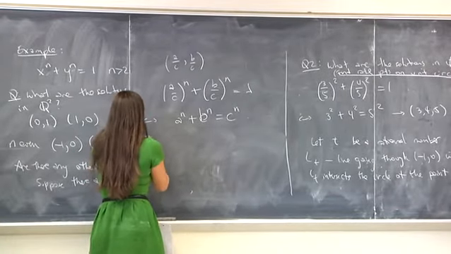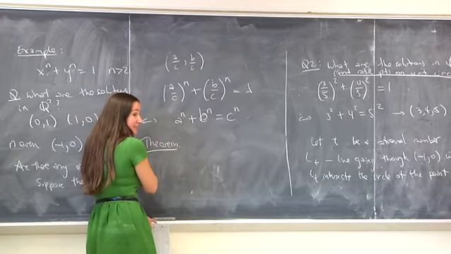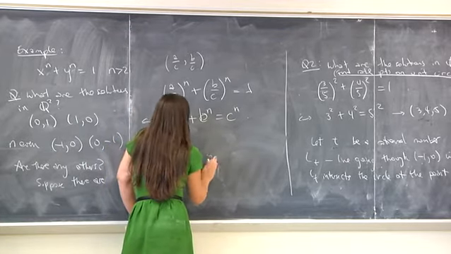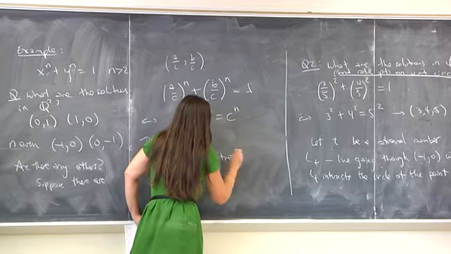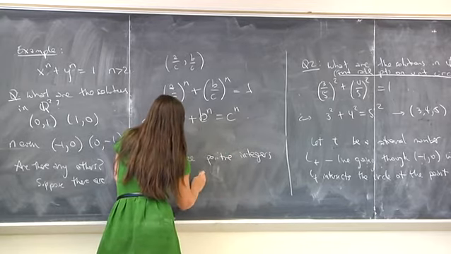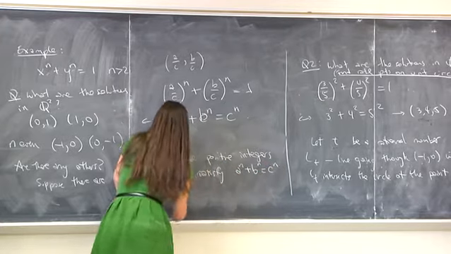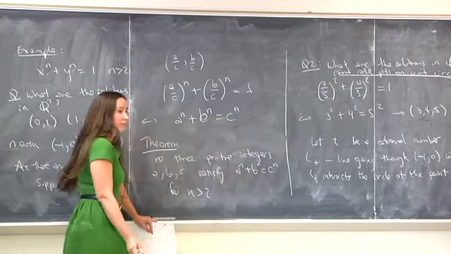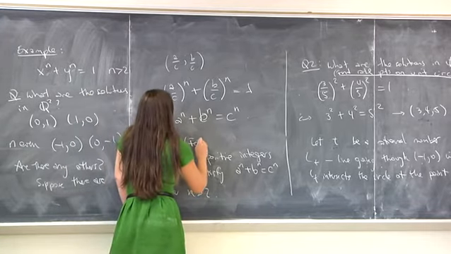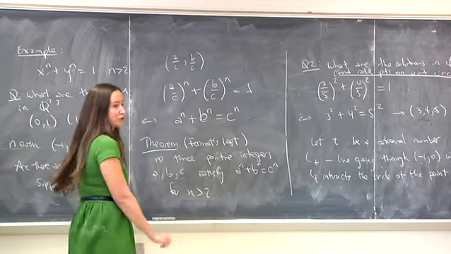Now there's a problem with this. There is a theorem that says no 3 integers, positive, meaning non-zero, a, b, and c, satisfy a to the n plus b to the n equals c to the n for n greater than 2. Okay? And this is known as? Yes, this is Fermat's last theorem. So we have no hope of finding solutions for this.